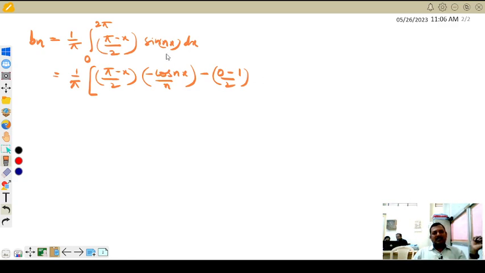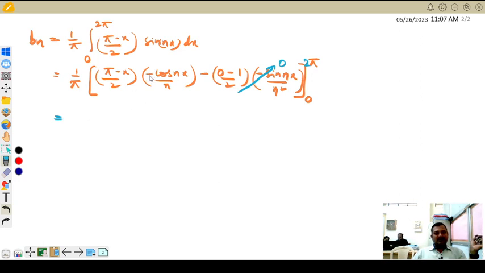Next, double integration of sin nx, or single integration of minus cos nx by n, is minus sin nx divided by n square. So next differentiation of minus 1 by 2 is 0. We are stopping here. Substitute 0 to 2 pi. Further, the second value vanishes because of the limits 0 and 2 pi. Sine function for 0 and 2 pi becomes 0.